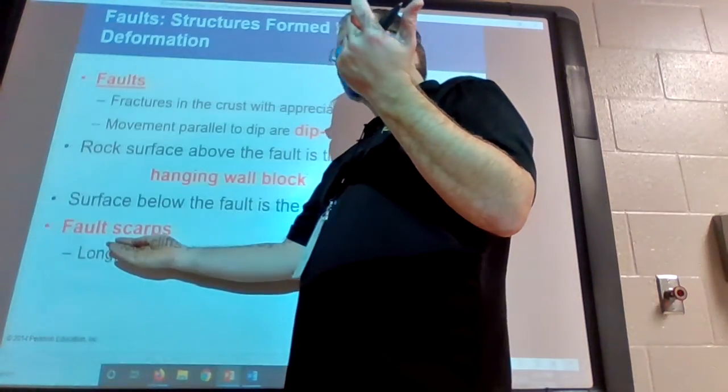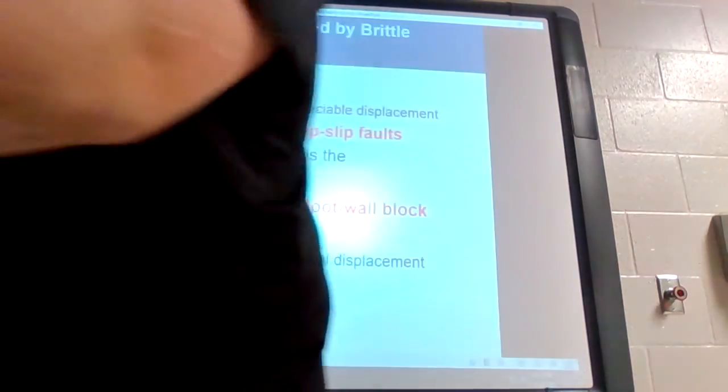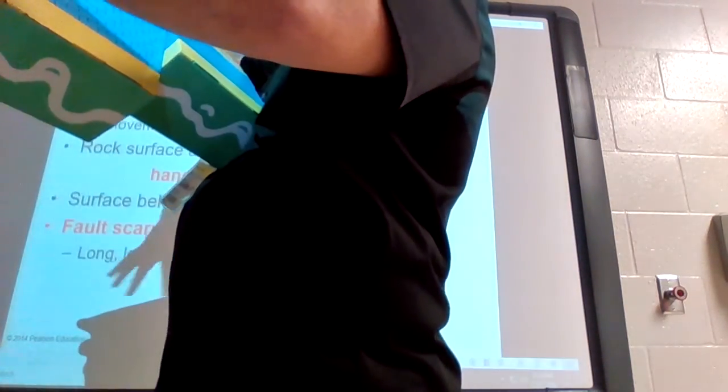The fault scarp is basically exposed fault. So where I have a normal fault, the part of the fault that's now exposed is called a scarp.